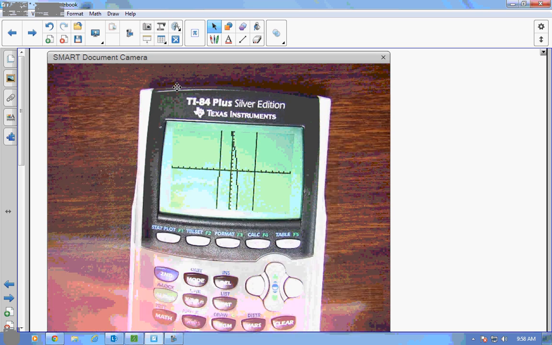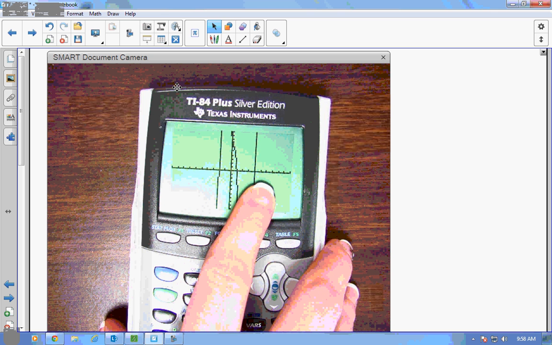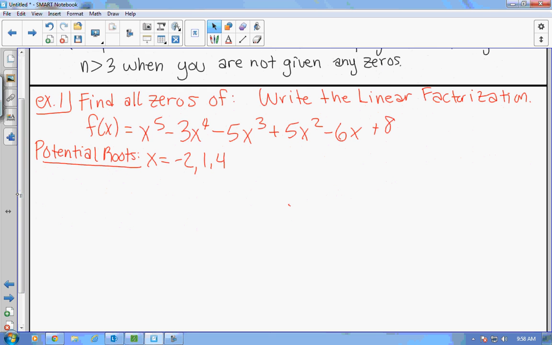Can you write those numbers down? X equals negative 2, 1, and 4. These are potential roots, but we need to verify them. Potential roots. X equals, what do we have? Negative 2, 1, and 4. Okay, we're going to use synthetic division to verify them.